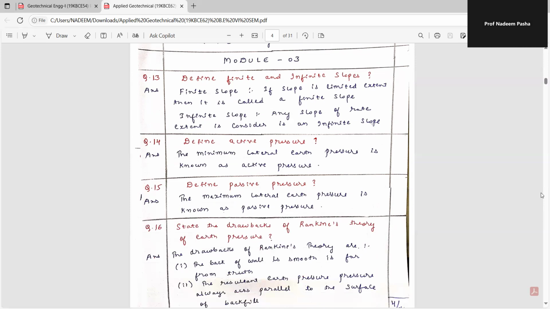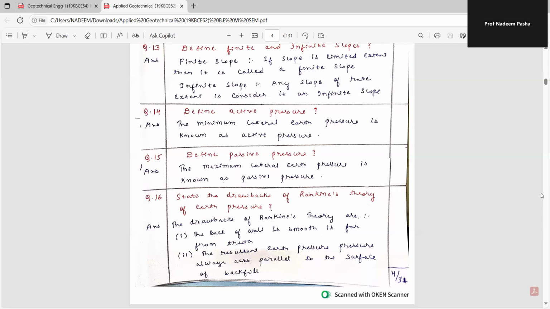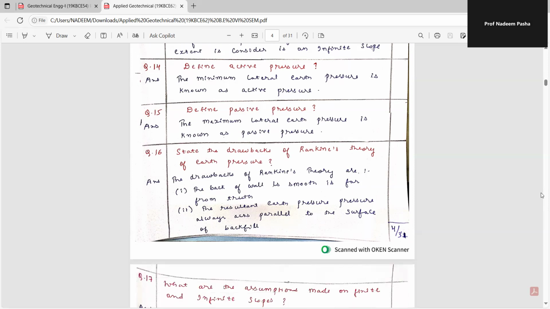State the drawbacks of Rankine's theory of earth pressure. The drawbacks of Rankine's theory are: the back of the wall is smooth, and the resultant earth pressure always acts parallel to the surface of the backfill.